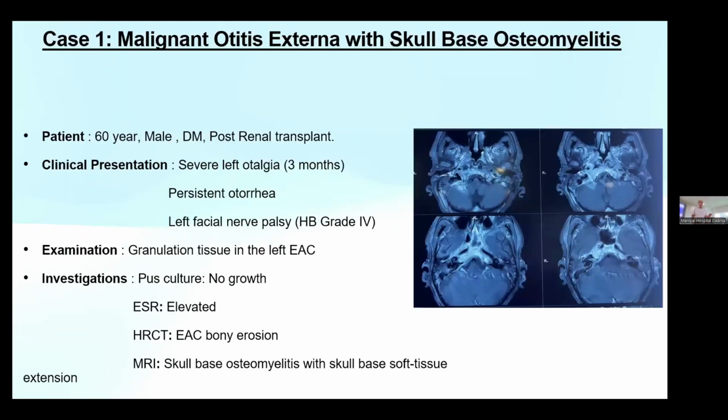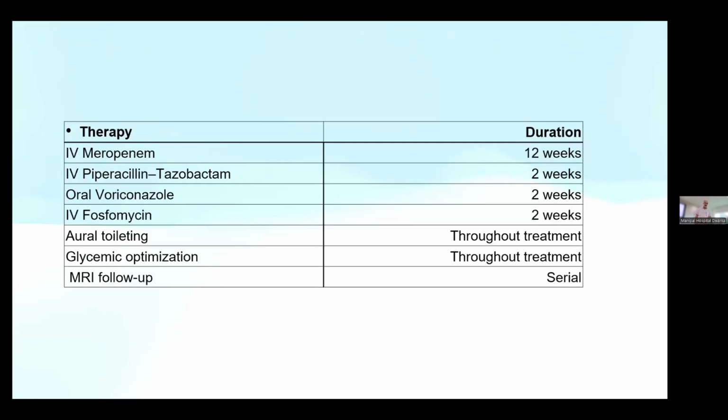Now I'll show you 4 patients. These are currently undergoing treatment with us. We picked them up. Now this is a post-renal transplant patient. He underwent renal transplant in Gangaram Hospital, was under the care of Dr. Rana, and he presented with severe ear pain, discharge, and facial paralysis. There was granulation tissue, pus culture no growth, ESR elevated, CT showed bony canal erosion. So empirical treatment was started.